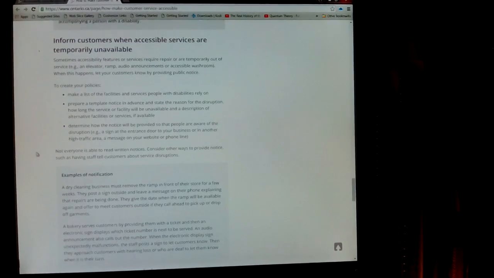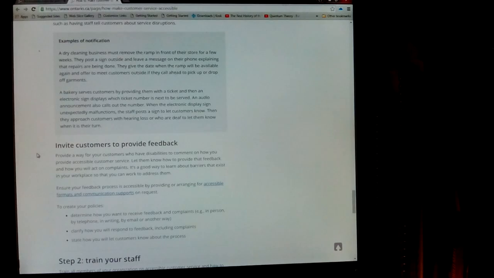Examples of notification. A dry cleaning business must remove the ramp in front of their store for a few weeks. They post a sign outside and leave a message on their phone explaining that repairs are being done. They give the date when the ramp will be available again and offer to meet customers outside if they call ahead to pick up or drop off garments.